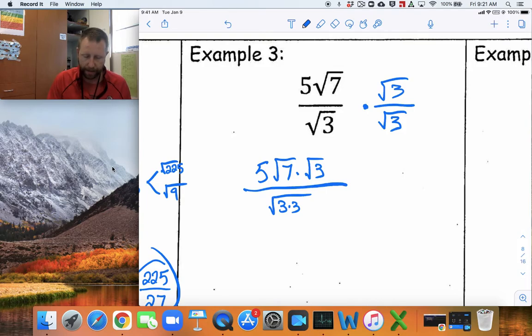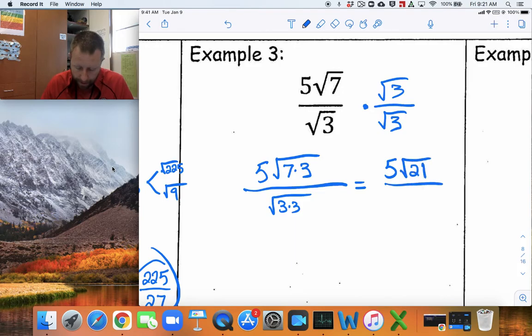Let's combine those on top. Since they're both radicals, I can include them underneath the same radical sign. So I've got this. 3 times 3 is 9. Square root of 9 is 3. So it's just 3 on the bottom, and then it's 21 on top. So I've got 5 radical 21 on top, and then just 3 on the bottom.